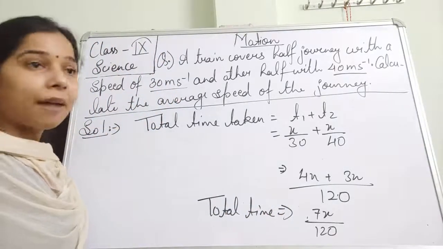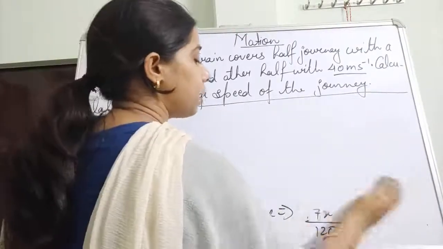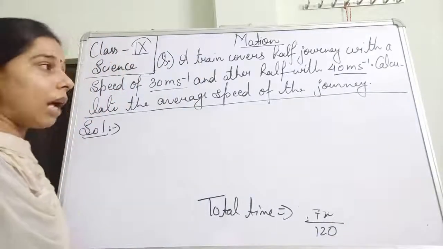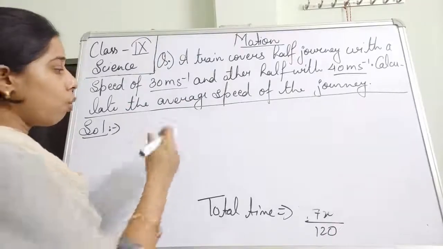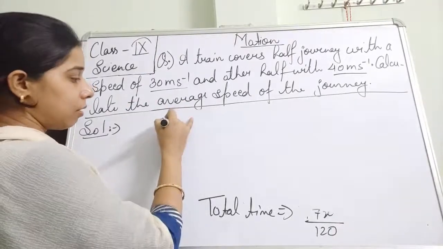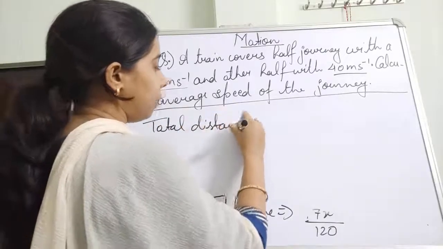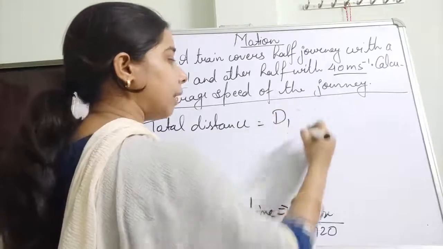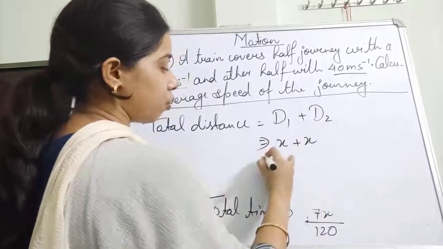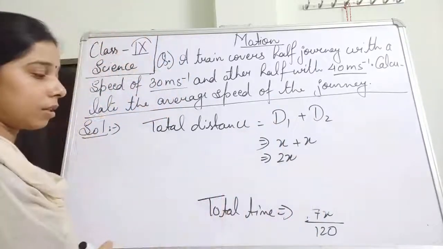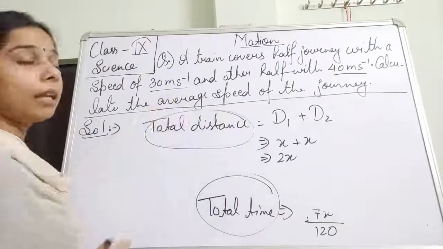Now what we have to find is the total distance. We already said that the distance traveled in each half of the journey is taken as x. If we take the first half as d1 and the second half as d2, the first half is x and the second half is x, so the total distance will be 2x. So we got two things here, total time and total distance.